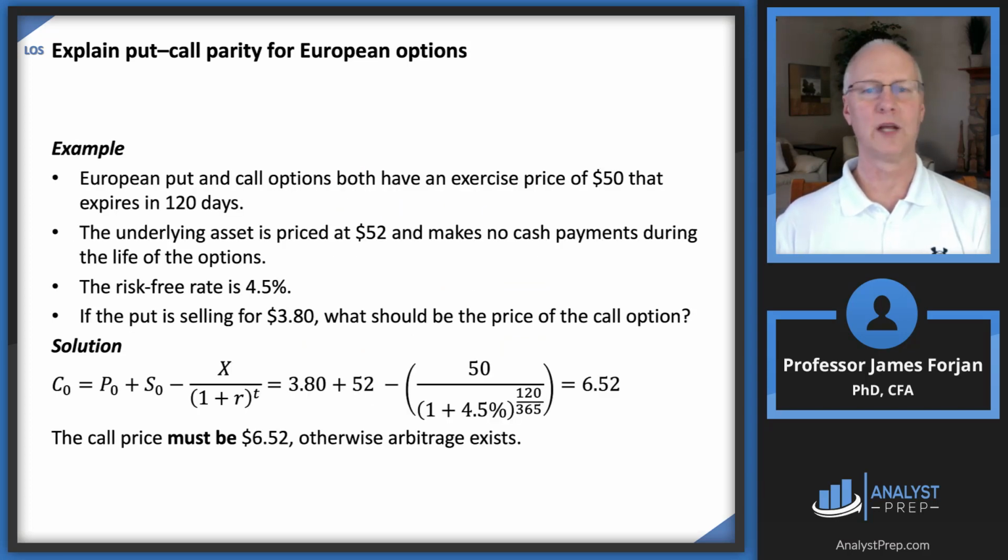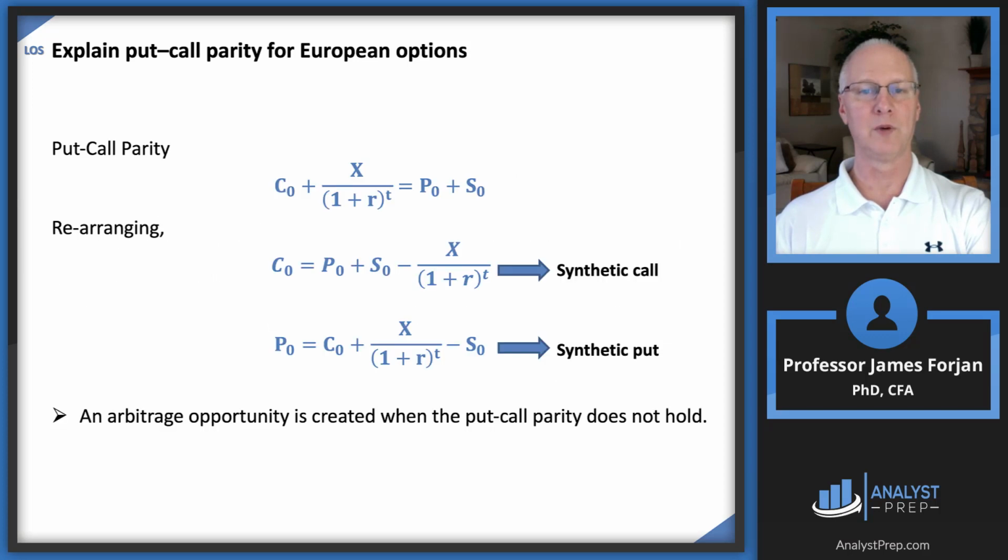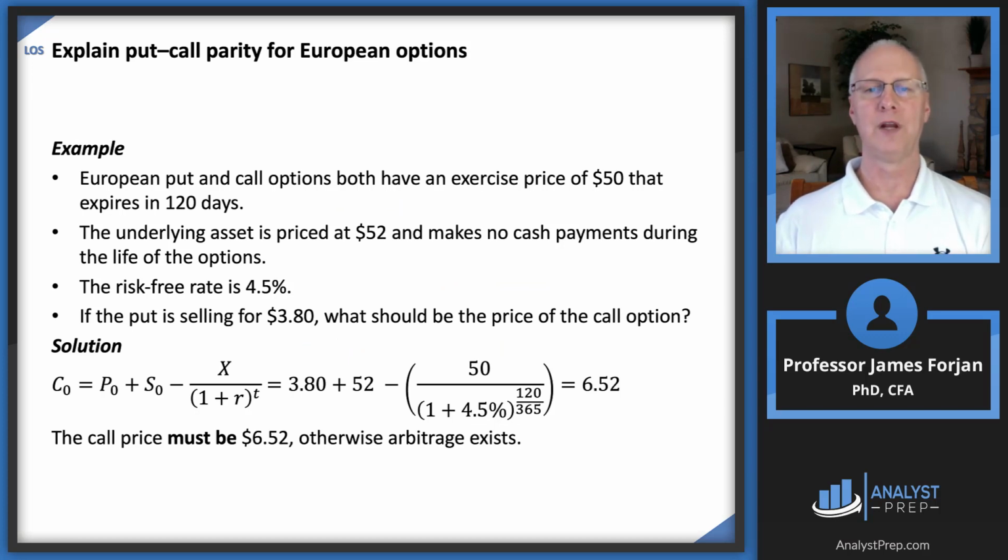All right, let's do a quick example here. We've got European put and call options. Oh, I forgot to mention this, that when you do this put-call parity here, the call option and the put option have to have the same exercise price. All right, so that's shown here of $50, expires in 4 months. Underlying asset price at $52. No cash payments. Okay, that's a simplifying assumption here. Risk-free rate $4.50. If the put is selling for $3.80, what should be the price of the call option?